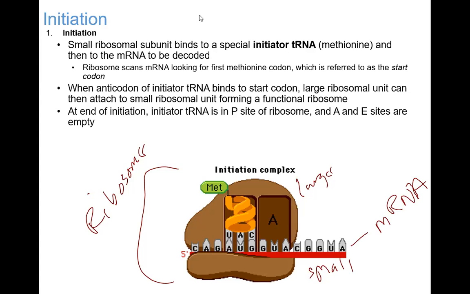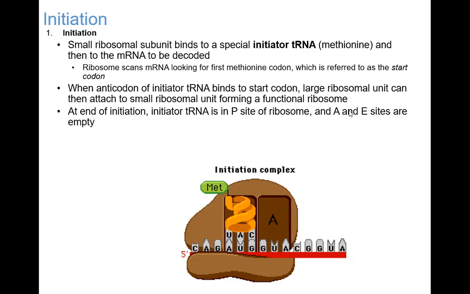Now, there are two slots in the large subunit. The first slot contains a transfer RNA that lands on the messenger RNA. There's an empty slot next to it. This is for the second tRNA to come down to here.